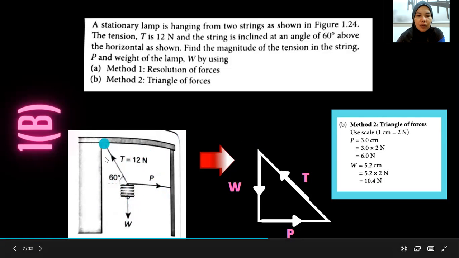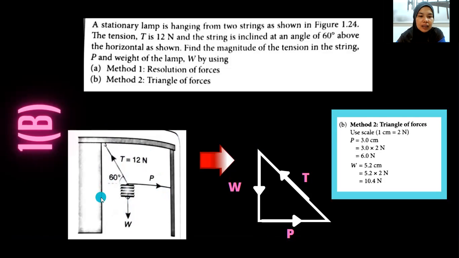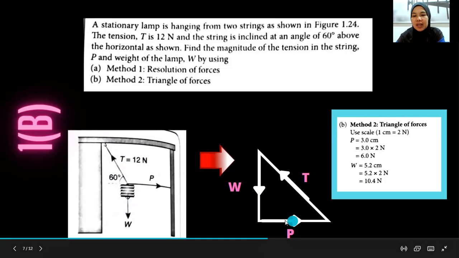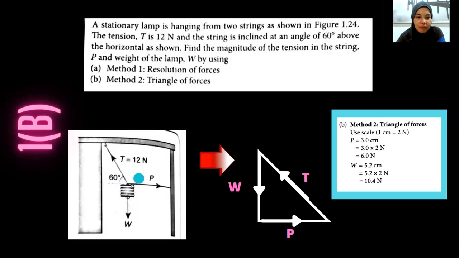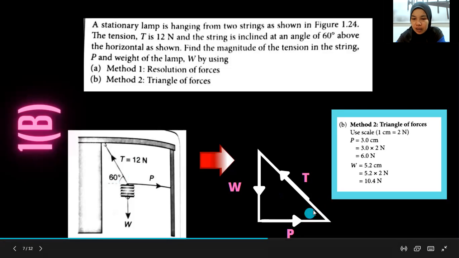W, you put the W in order to connect the P and also P. Okay, so see, I didn't change any direction. P pointing 60 degree above the horizontal. Here, you can see the angle is 60 degree.